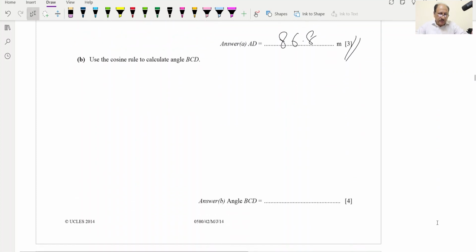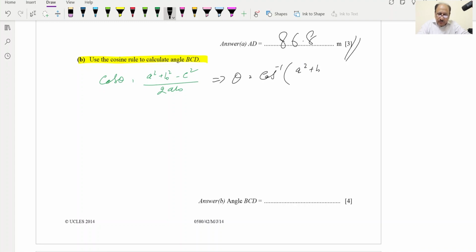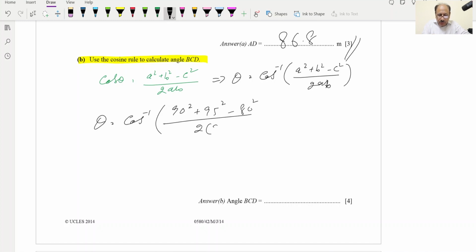Hopefully you understood this. Now B part says use the cosine rule to calculate angle BCD. Now we have a formula for cos theta, so we can write cos theta is equal to A square plus B square minus C square over 2AB, and we will be replacing values in this. This implies theta will be equal to cos inverse of A square plus B square minus C square over 2AB. This will be the formula which we will be applying, and theta will be equal to cos inverse of values we can replace. So one side is 90, other side is 95, and third side is 80, and divided by 2 into 90 into 95, and we can find the angle.